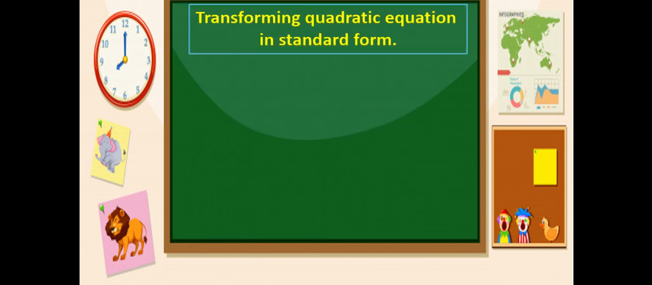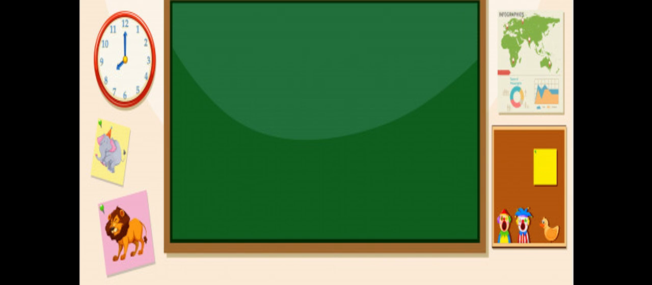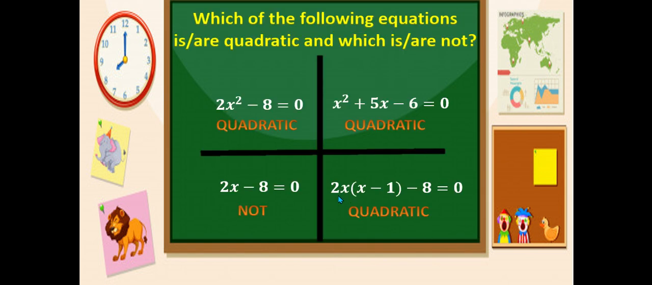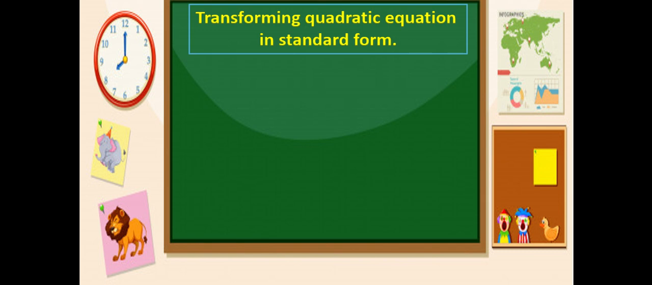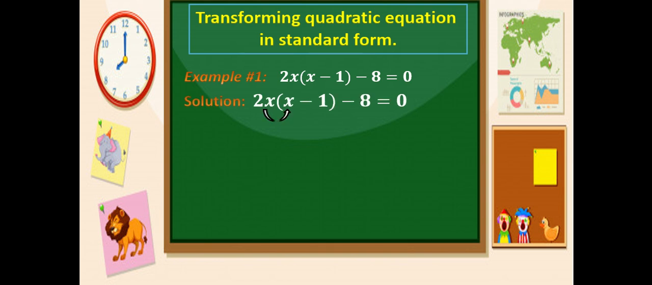Now, let us proceed to transforming a quadratic equation into standard form. Here we will answer the earlier question of why that equation is a quadratic equation. So, example number 1. Again, we have 2x times the quantity of x minus 1 minus 8 equals 0. Here is the solution.